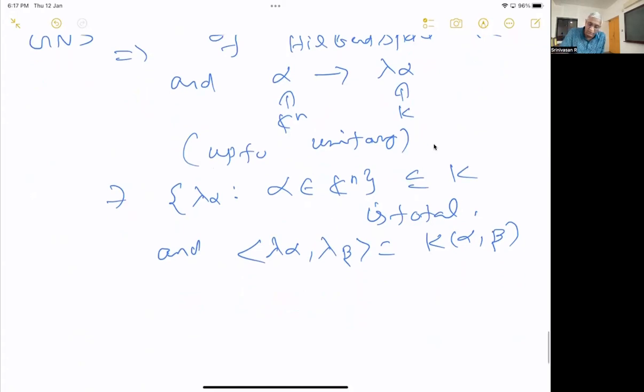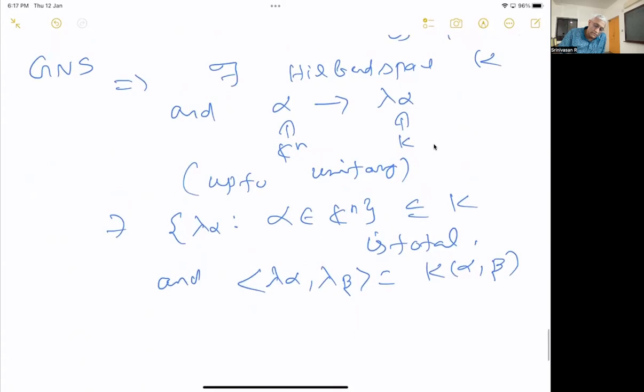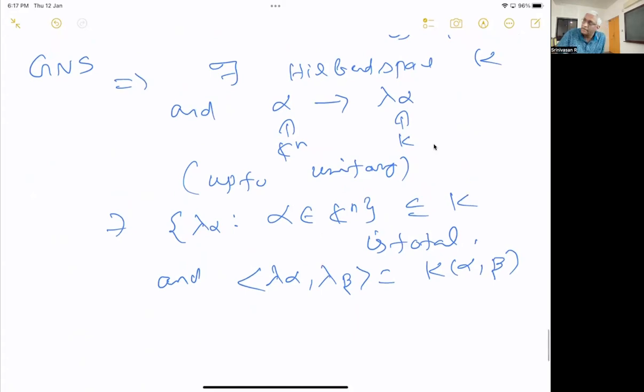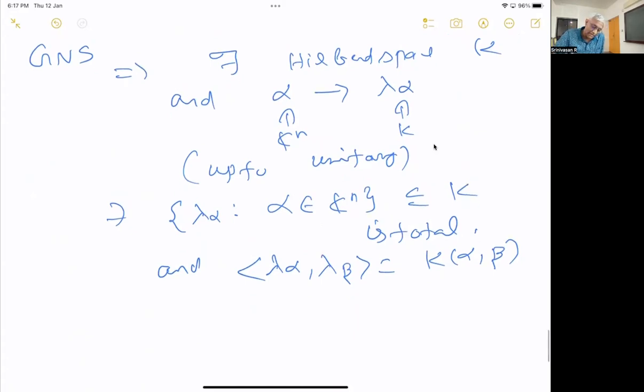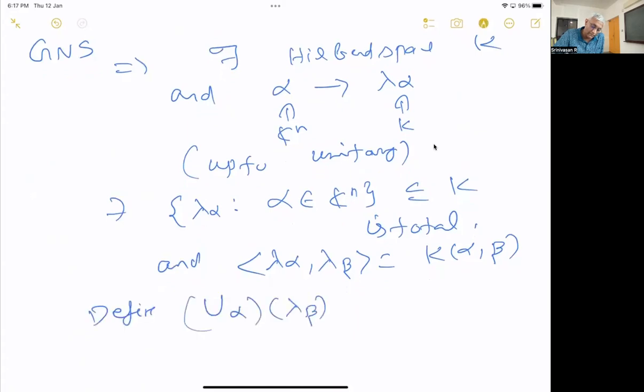Okay, so this is true. Now we got a Hilbert space K. Now define U alpha on this lambda beta by e to the power, there it's plus, so I need minus, imaginary part of.